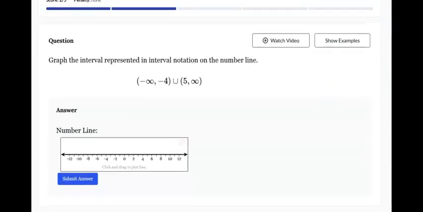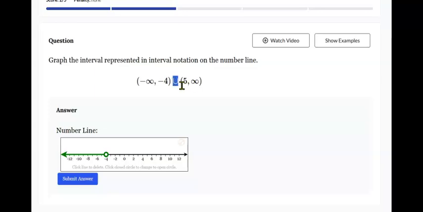In this example, they use a funny looking symbol. It stands for the union, or the combination of. I can be anything from negative infinity to -4. So from negative infinity to -4 looks like this. Now you'll notice it has a parentheses, so that means the 4 is an open circle.